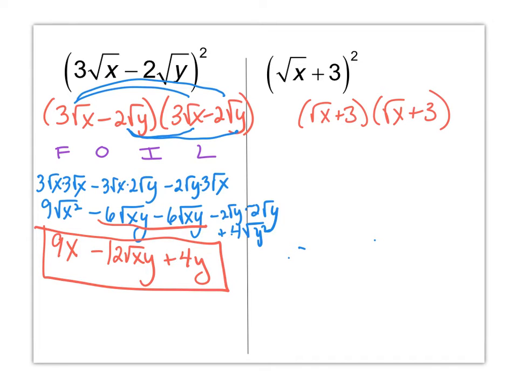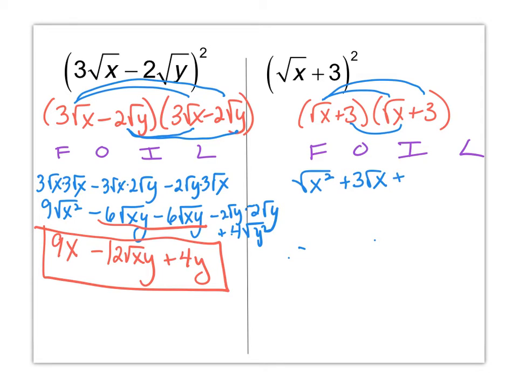Now we can use the first outer inner last process to multiply. The square root of x times the square root of x is the square root of x squared, and that will simplify. The square root of x times the plus 3 on the outer is plus 3 square root of x. The inner plus 3 times the square root of x is another plus 3 square root of x, and the last plus 3 times this positive 3 is a positive 9.